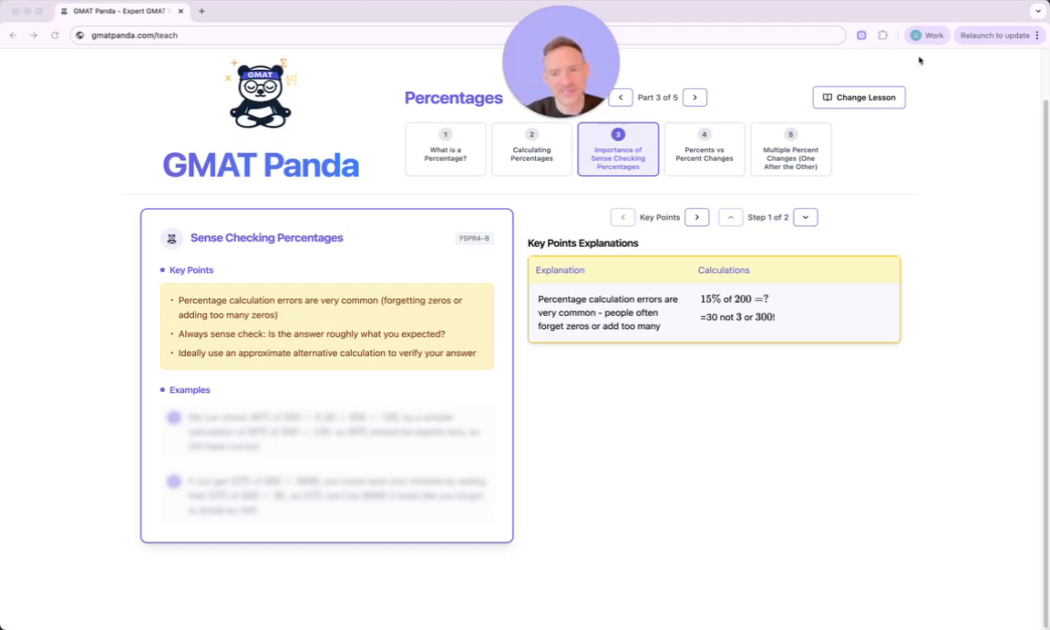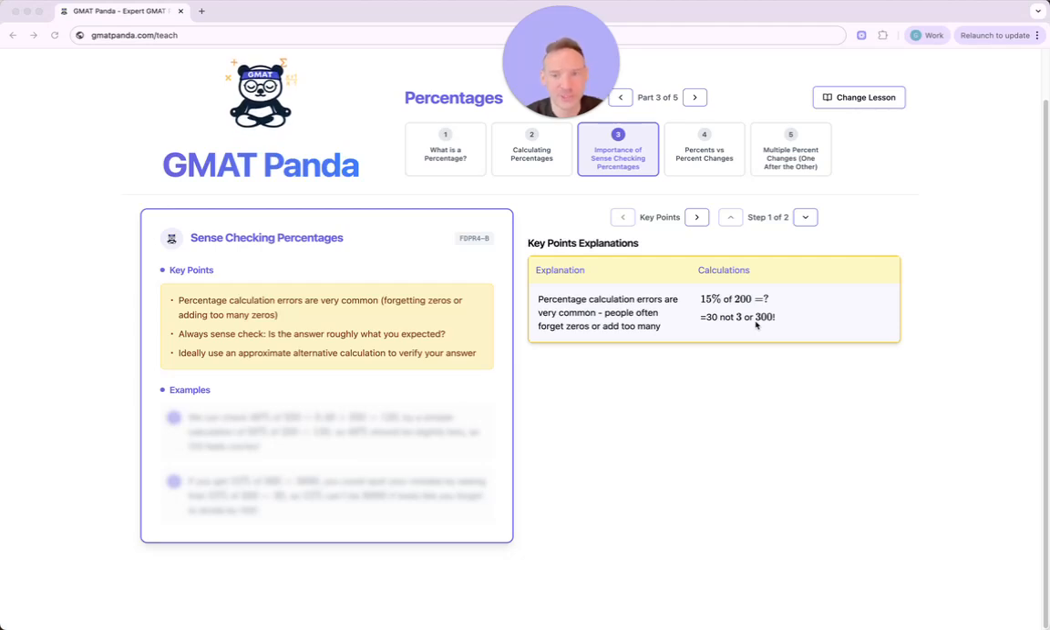So let's see an example. Let's say that we're calculating 15% of 200. Now, the answer here is 30. You can check with a calculator or doing some maths on your own if you want. But it's quite common for people to do that calculation and to get 3 or 300, for example.